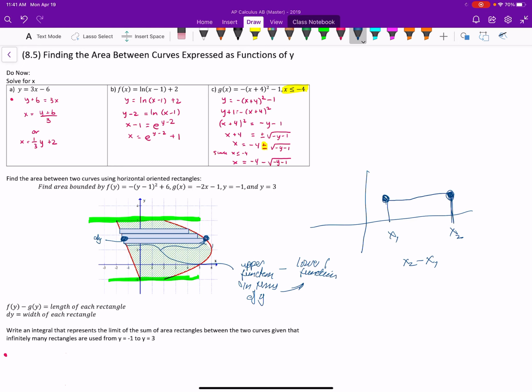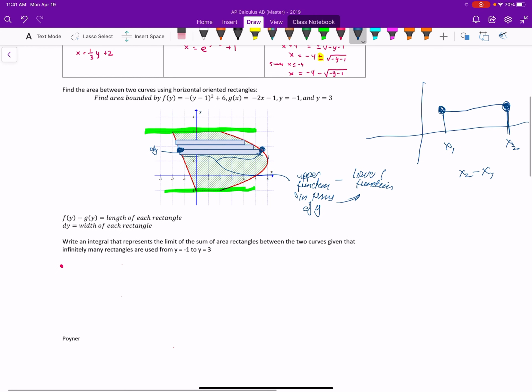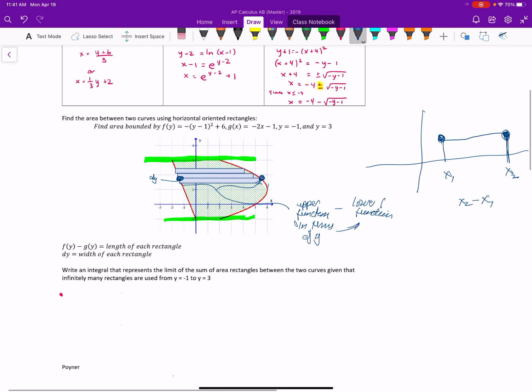So essentially it's the same thing as when we did it in terms of x, but now we're just doing it in terms of y. And instead of being upright rectangles, it's now lying down. Each of the rectangles are lying down.